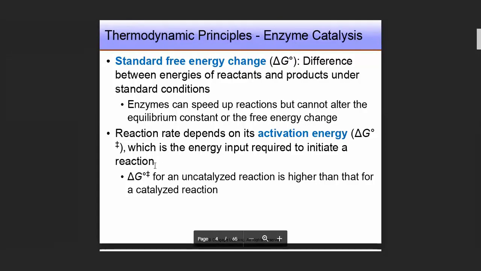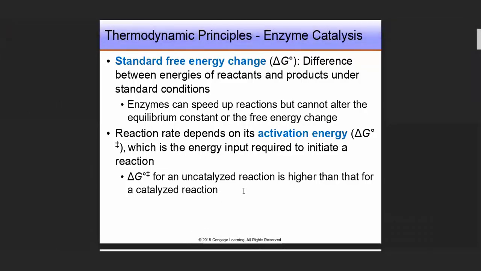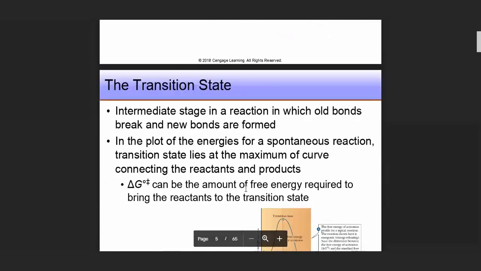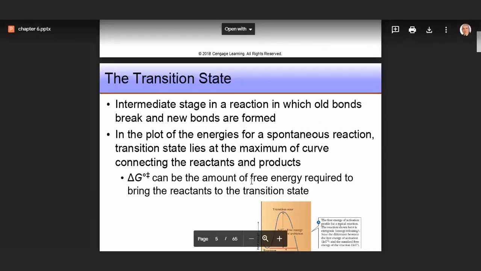Now, delta G naught for an uncatalyzed reaction is higher than that for a catalyzed reaction. Now, this is called the standard free energy change. It is the difference between energy of products minus energy of reactants under standard conditions.